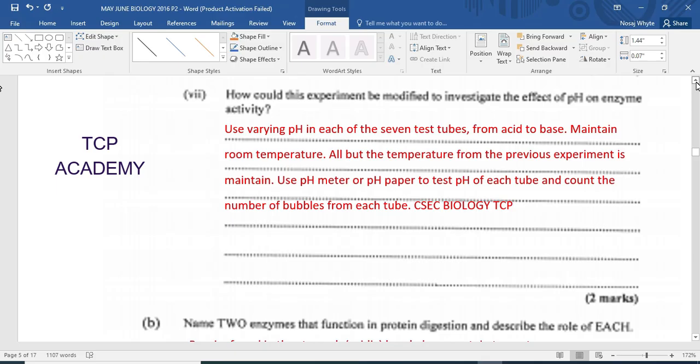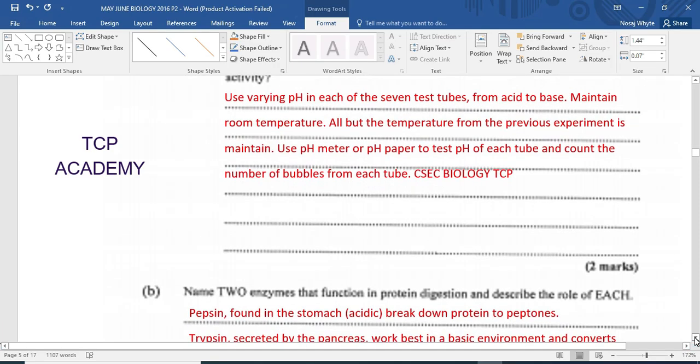Most persons won't remember trypsin, as you're going to find trypsin being secreted in the pancreatic juice and of course found in the small intestine. So pepsin is found in the stomach. It's pretty much an acidic environment, and it breaks down protein into peptones. Not protein to amino acid, but instead protein into peptones.